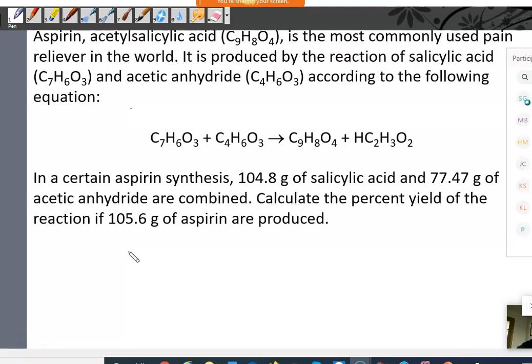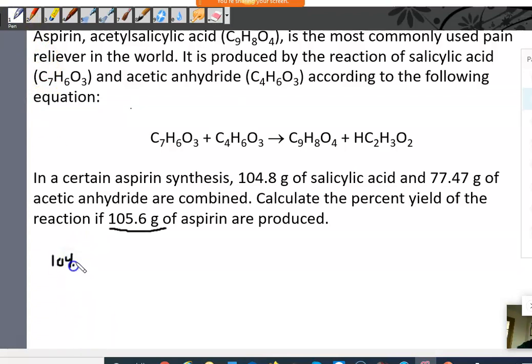Okay, so you're going to start with 104.8 of this and 77.4 grams of the acetic anhydride. So this is the actual yield. This amount that is produced, that's what your actual amount is. What we have to do is figure out the theoretical amount and then compare the two. We also have to figure out the limiting reagent first, and how much product is formed. So it's kind of a combination of everything. That's why I kind of liked it.